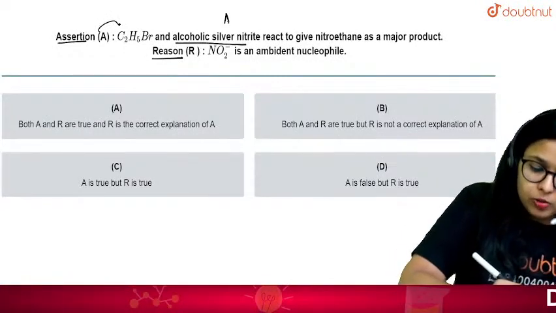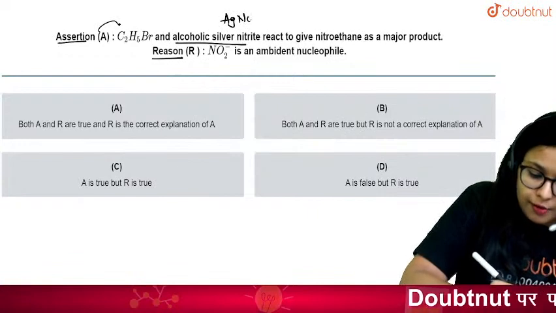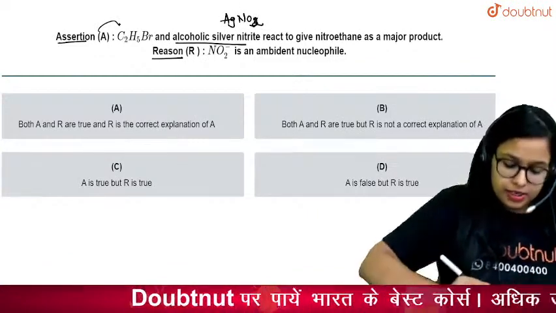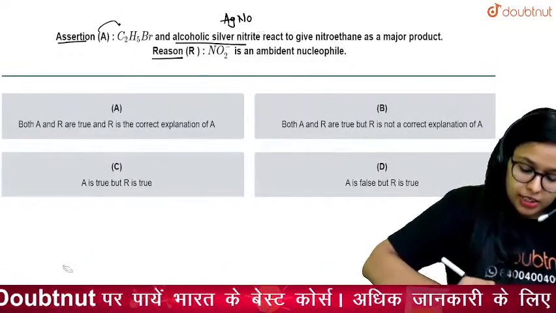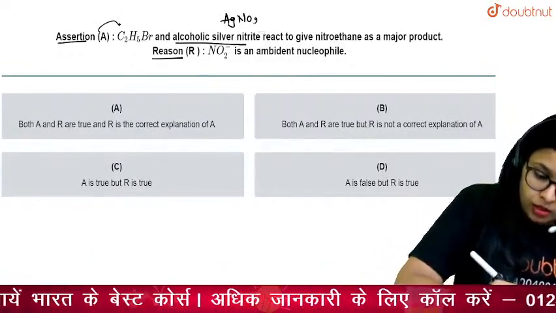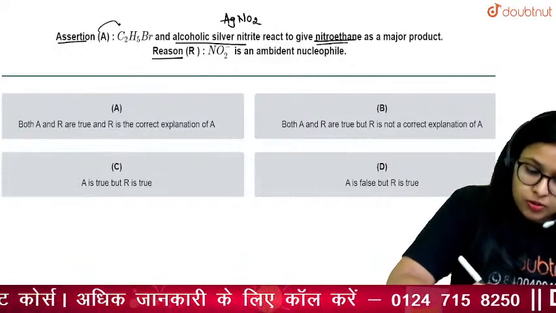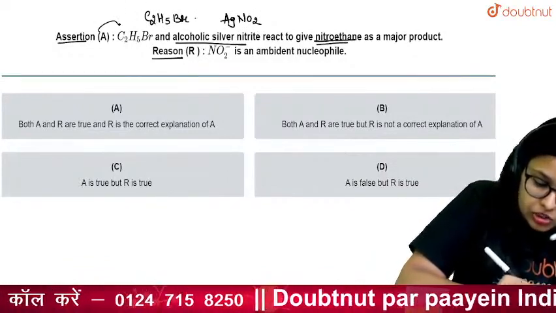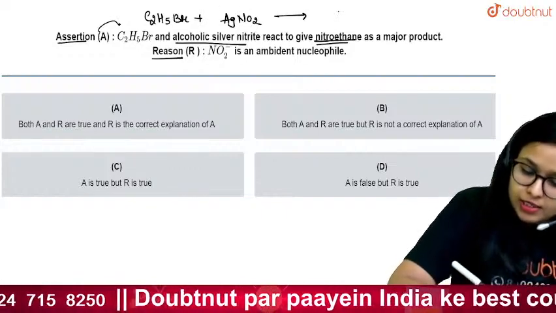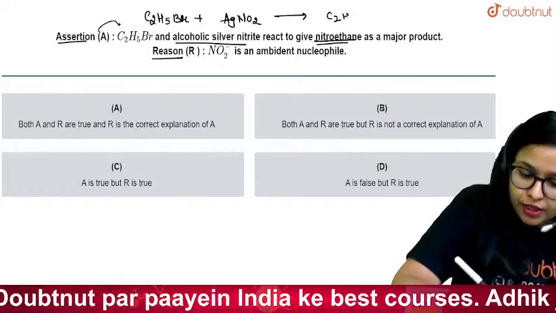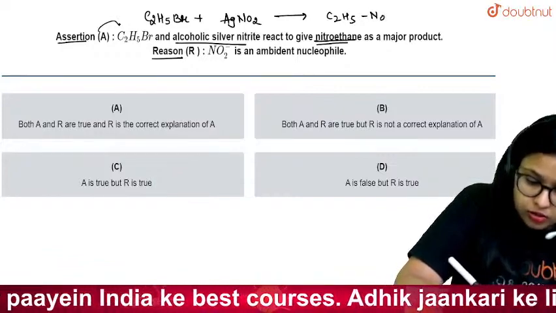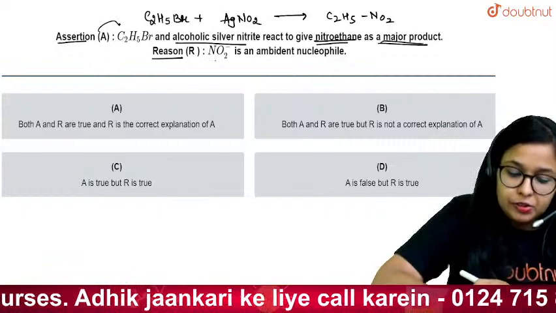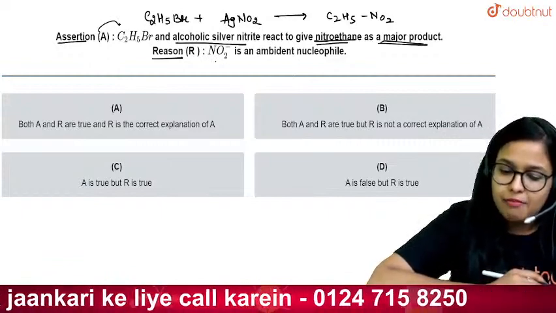silver nitrite, that is you are reacting C2H5Br with AgNO2. Sorry, silver nitrite, it is nitrite, it is not nitrate, so it becomes AgNO2. It reacts to give nitroethane, that is, C2H5Br when reacted with AgNO2 forms nitroethane, that is C2H5NO2. We know this, right, as a major product. This is the major product, right? The reason here is NO2 minus is an ambident nucleophile.